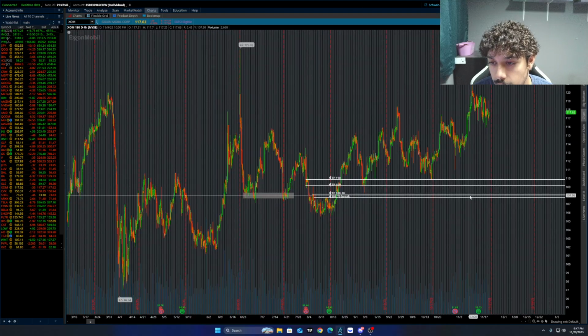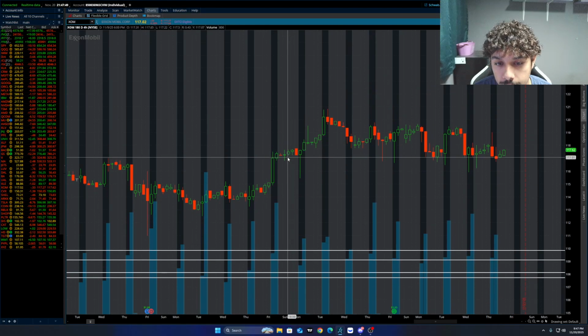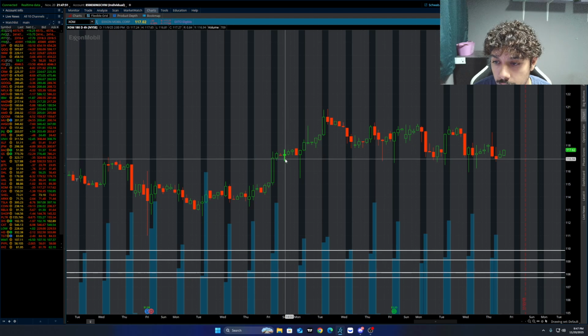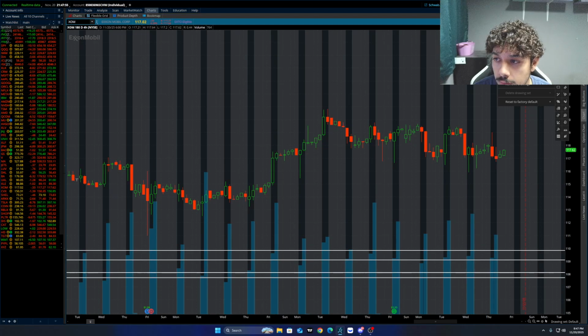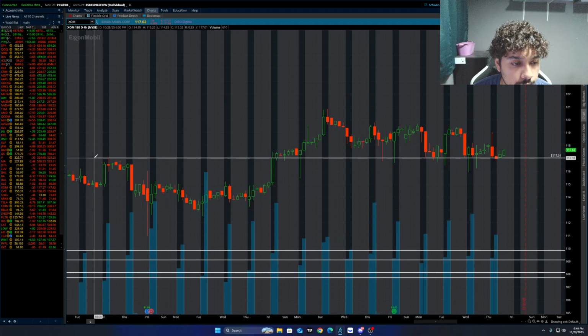Okay, it's still in base form, looks like, but it's trending downwards a little bit. If I were to take a trade on this, it's going to be about right here.